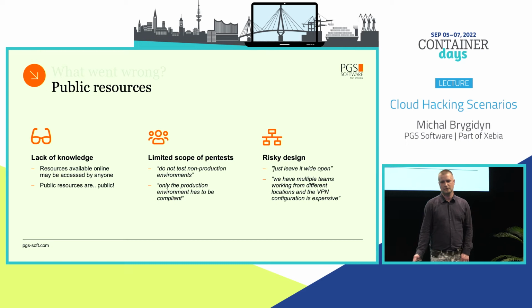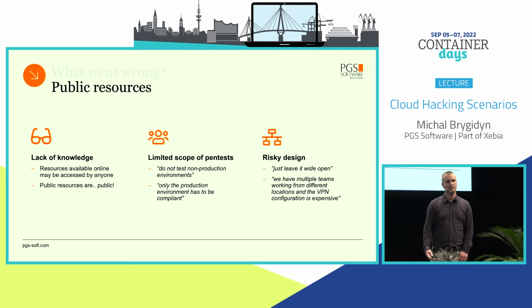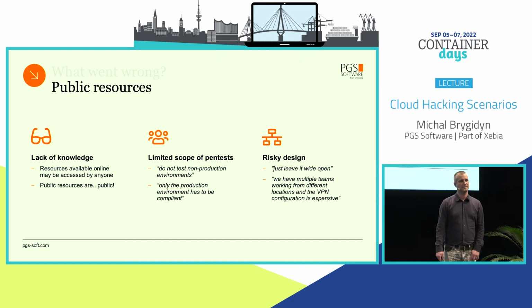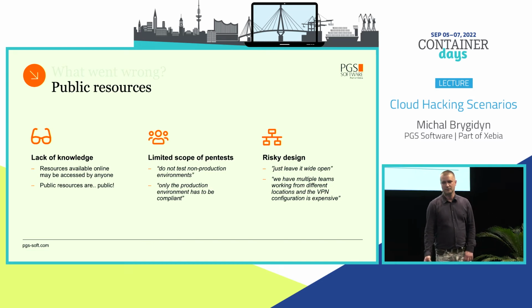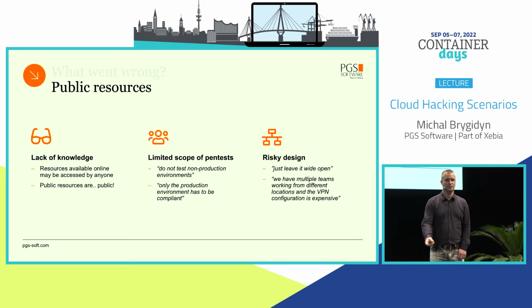So what went wrong here? Lack of knowledge. If a resource is deployed in a public subnet with a public IP and no other security things on it, then anyone can access that resource. Also, when I asked different companies why it's there and why they didn't find it, they said, oh, it's non-prod, and we don't have pen tests for non-prod because it's cheaper. Yeah, why not? Or risky design: we want this to be public, but hey, it's a random IP, only we know that IP. You shouldn't know that IP.